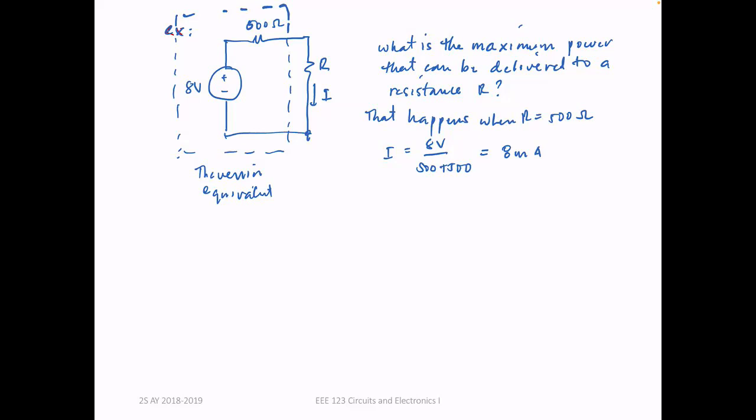So what is P of R? P of R is equal to 8 mA squared multiplied by 500. So that's 8 times 10 to the minus 3 squared multiplied by 500. Unfortunately, the answer that you provided, I think, is not right. 64 times 0.5. Yeah, the answer is going to be 32 milliwatts.